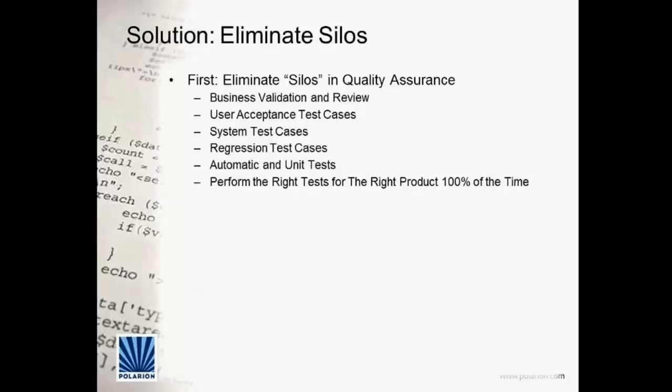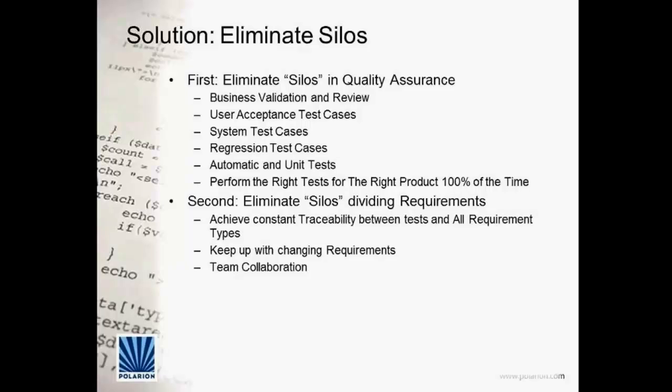First step, eliminating silos in quality assurance, making sure that all the different test engineers with all the different test cases can not only share information from each other, but communicate effectively and make sure that everything that needs to be covered is being covered, as well as making sure that all the test cases support one another. The second is to eliminate the silos dividing requirements from test cases.